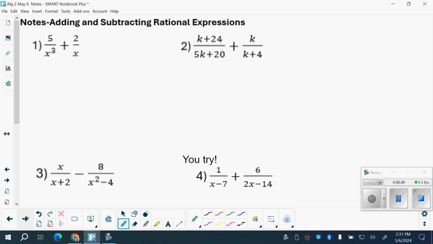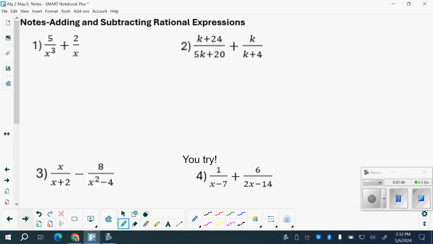Okay, so number 1 here, again, it's going to be a little harder than what we did on Friday. So this is very much like what we did on Friday. What's our common denominator on this one? So we have x to the third here and x here. What's our least common denominator? How many x's do we have here? 3. We only have 1 here. We need to get all 3 there.